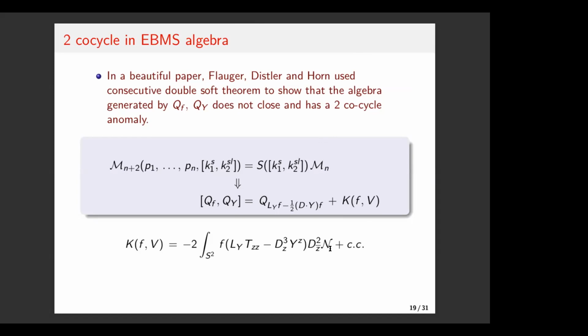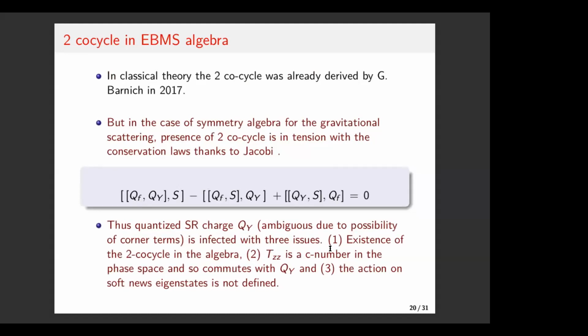So this seems a little bit puzzling. Now, if you look at the classical analysis of extended BMS algebra at Scri plus or Scri minus, this two-cocycle was already derived by Glenn Barnich, I think in 2017, definitely before Flauger, Distler, and Hall.